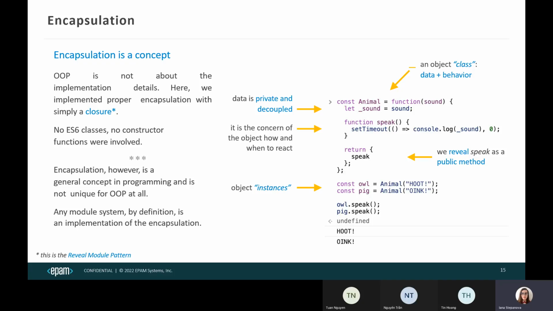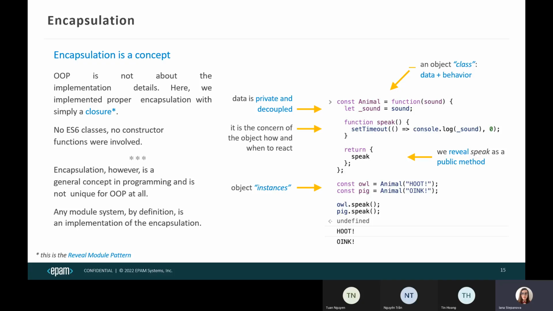Let's see how encapsulation can be achieved with closure. Closure is an interesting JavaScript concept. It means that a function can get access to the variables and functions defined in the outer function, even after this outer function has been removed from the call stack. So here we see our example with an animal. Const animal equals a function. We have the let sound, and then we have the function speak. And in the end, we reveal speak as a public method, so we are returning it.